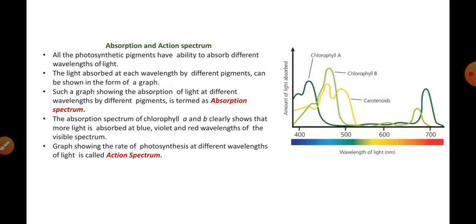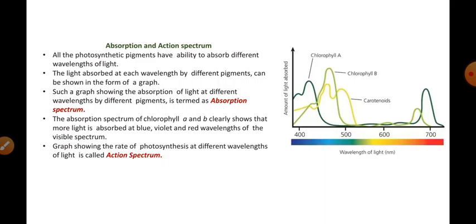So if we speak about the quality of light, with this graph we can understand that chlorophyll A, which is dark green in color, absorbs more light at 400 nanometers and 700 nanometers, correct? Same goes for chlorophyll B. Even chlorophyll B absorbs more light at 400 nanometers and 700 nanometers.